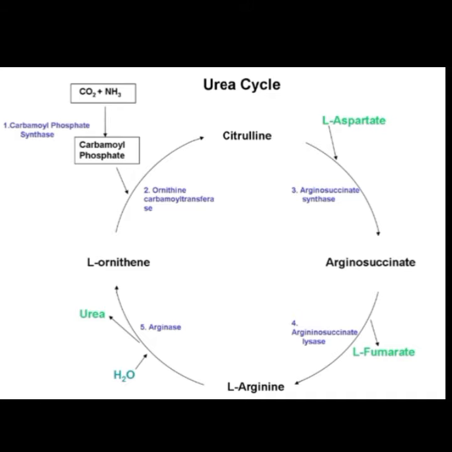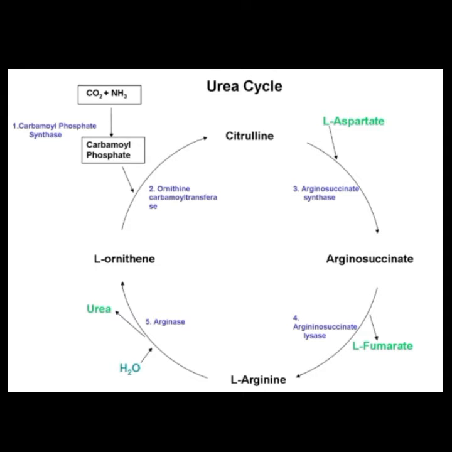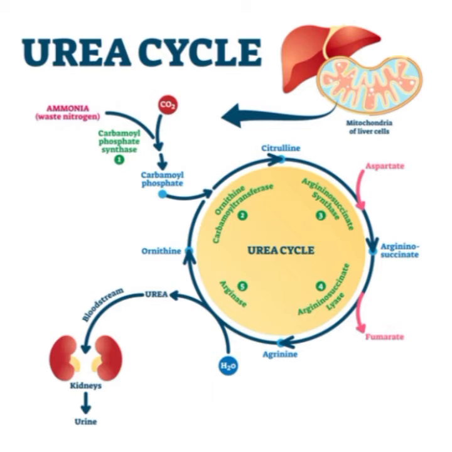Formation of citrulline. Citrulline is synthesized from carbamoyl phosphate and ornithine with the help of enzyme transcarbamylase. Synthesis of arginosuccinate. The enzyme arginosuccinate synthase condenses citrulline and aspartate to form arginosuccinate. This step requires ATP. Cleavage of arginosuccinate. Arginosuccinate lyase cleaves arginosuccinate into arginine and fumarate.